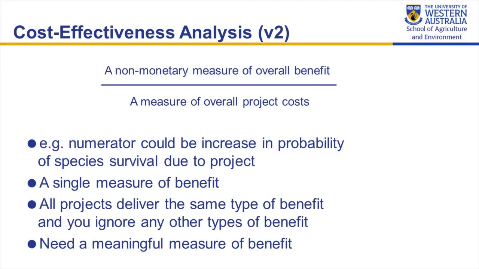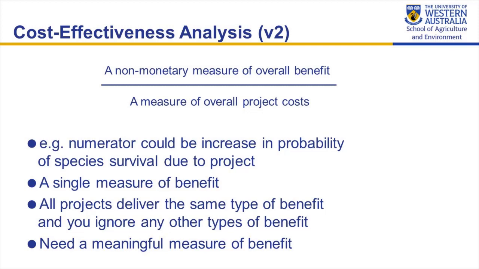The second one, which confusingly is also called cost effectiveness analysis, looks pretty much the same, but it's a non-monetary measure of overall benefit divided by a measure of the costs. The difference this time is that the level of benefits doesn't have to be the same between the projects, just the type. So I did one of these looking at threatened species, and the measure of benefit was the probability of the species survival. So it's the same for all of them. And we assumed that the species were all equally valuable. That's a bit of a heroic assumption, in fact, but that's what we were asked to do.